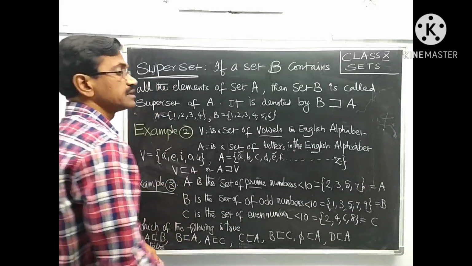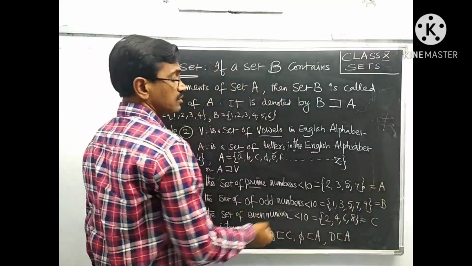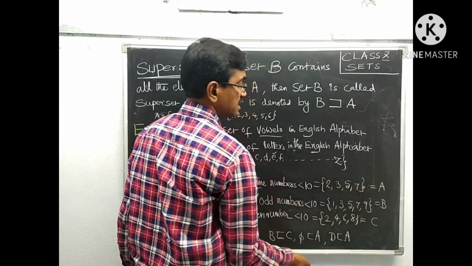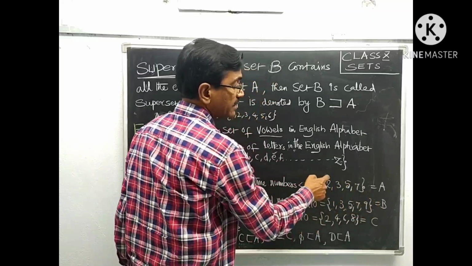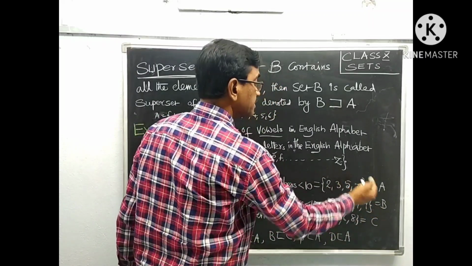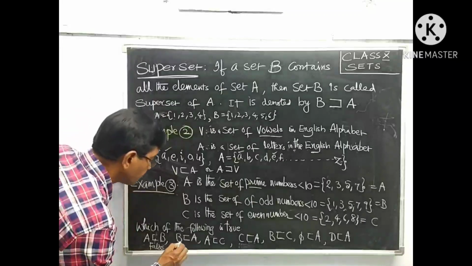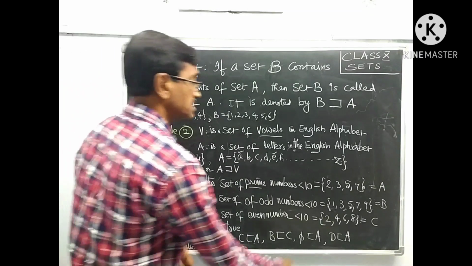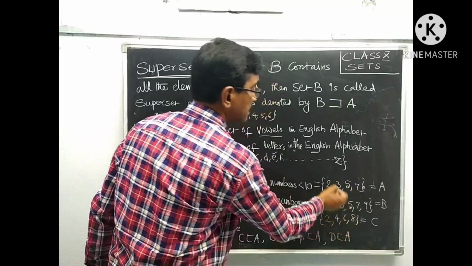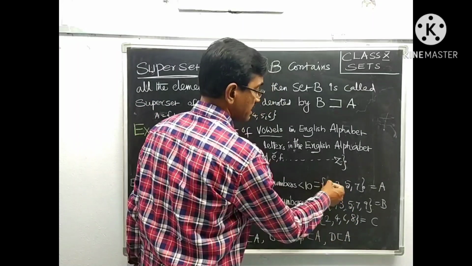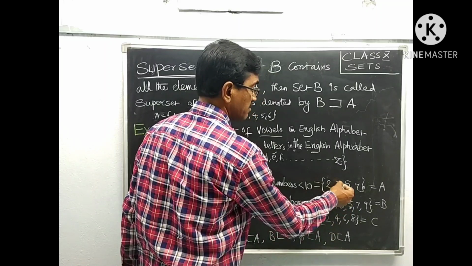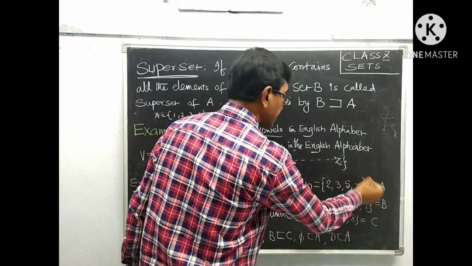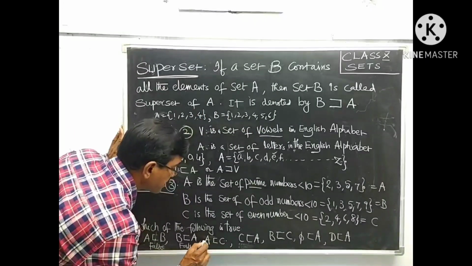B subset of A. Is B a subset of A? No. 3 belongs to both sets, 5 belongs to both sets, 7 belongs to both sets, but 1 belongs to B but not A, and 9 belongs to B but not A. Therefore, this is also false. Next, A subset of C. Let us verify. 2 belongs to A and also C, 3 belongs to A but not C. Here 3 is not there. Therefore, the statement A subset of C is false.